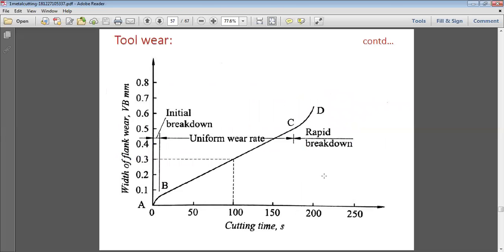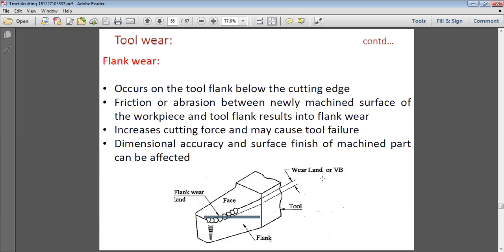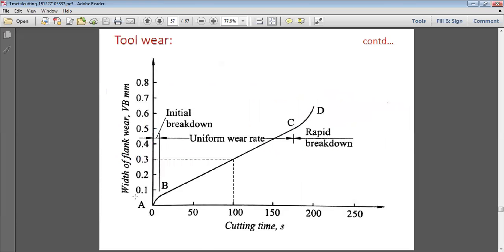So the width of flank wear, that is VB, we normally call it the rear land. It is basically starting from 0 and increasing: 0.1, 0.2, 0.3, 0.4, 0.5, 0.6, 0.7, 0.8, clear, with the cutting time in this case.